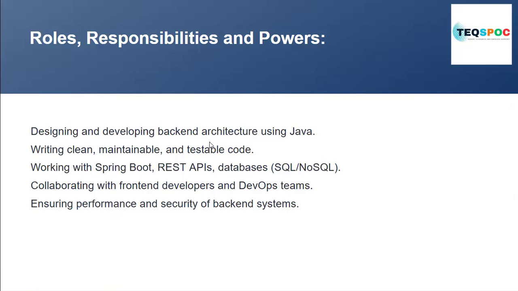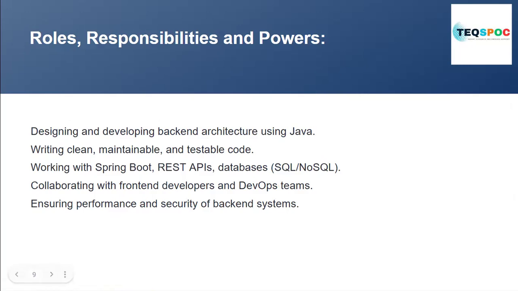Now, what are the roles, responsibilities and powers? As a backend developer, you will design and develop the backend architecture using Java. Write clear, maintainable, and testable code so that after you write the code, the testers are able to test it. So your code should be clear and maintainable. You will work with Spring Boot to create APIs, that is REST APIs. You will use databases, that is SQL, MySQL, and NoSQL, that is MongoDB. Then collaborate with the front end developer and DevOps developer. If some developer says I want to create a button, that is a save button.